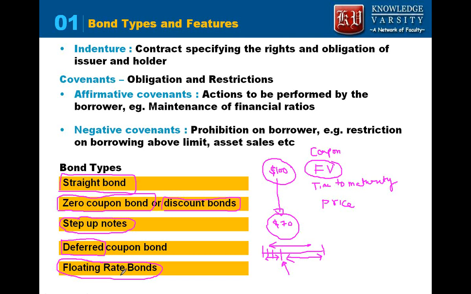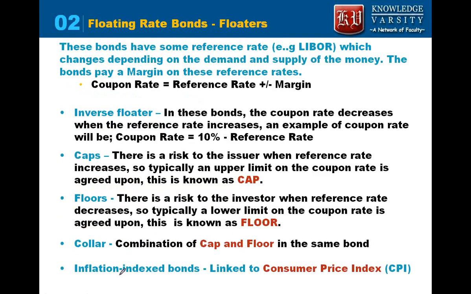But the floating rate bonds are those bonds in which the rate is not fixed but it is floating. We'll see the category of this bond. These bonds are also called floaters. There is usually a reference rate on which the floating rate is decided. Usually LIBOR, the London Interbank Offered Rate, is used as the reference rate. The coupon rate for the bond is this reference rate plus or minus a margin or markup.